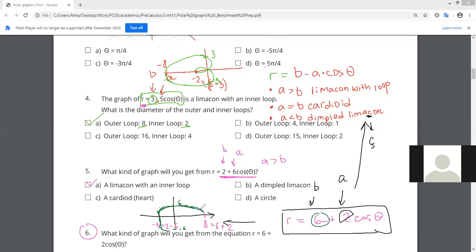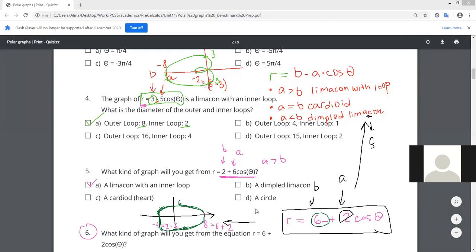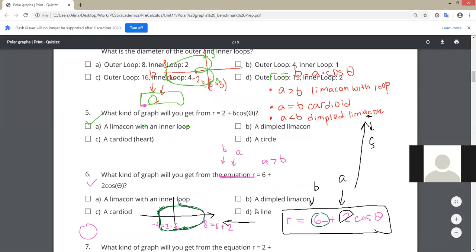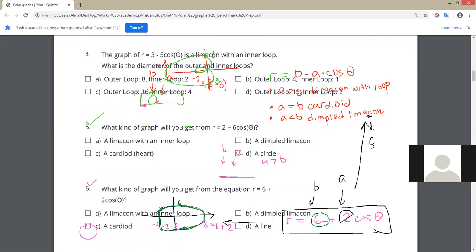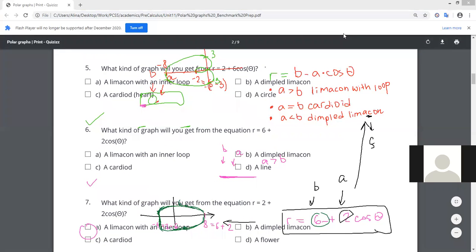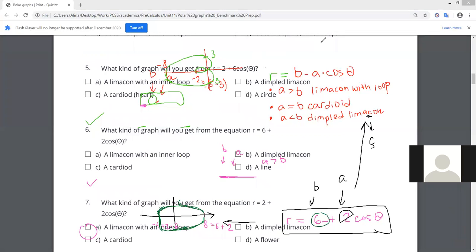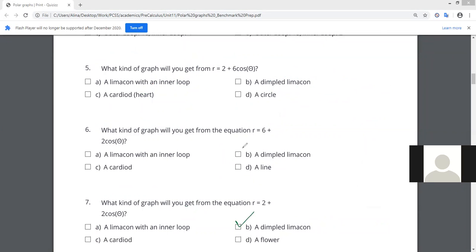My apple is a bit, I don't know what kind of an apple that is. It's a bit stretched. But it should be a dimple over here, and the rest is an apple. Okay, dimpled limaçon it is. I will scroll down and see which choice that is. I think it's choice B. Question 6, choice B. Oops, let me clear everything. That's the answer for 6.